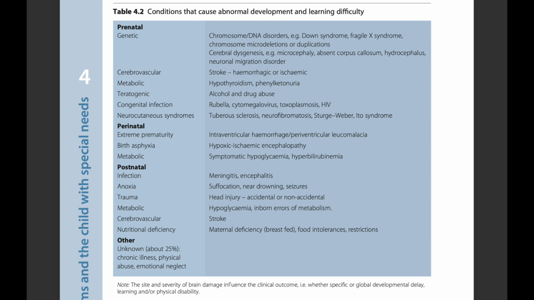deficiency, maternal deficiency, breastfed, food intolerances, and restrictions. Others include unknown, about 25%, chronic illness, physical abuse, and emotional neglect. Note, the site and severity of brain damage influence the clinical outcome, i.e., whether specific or global developmental delay, learning, or physical disability.